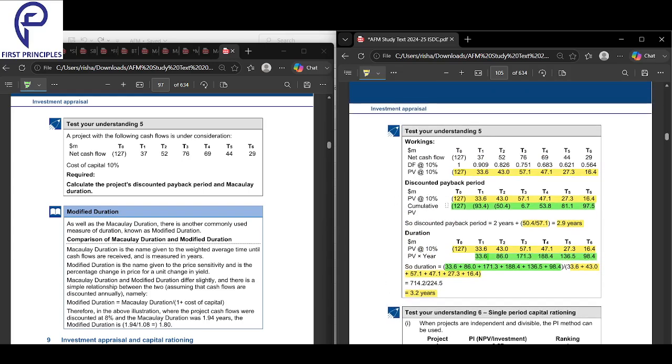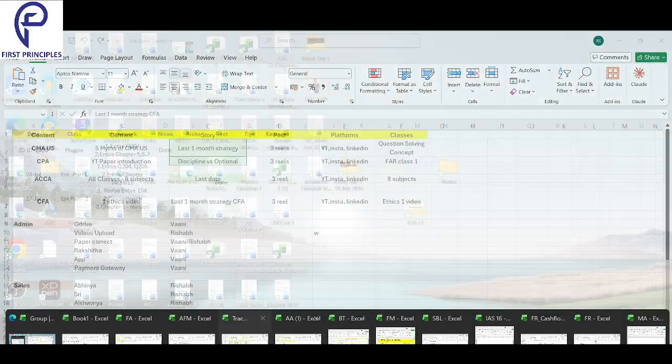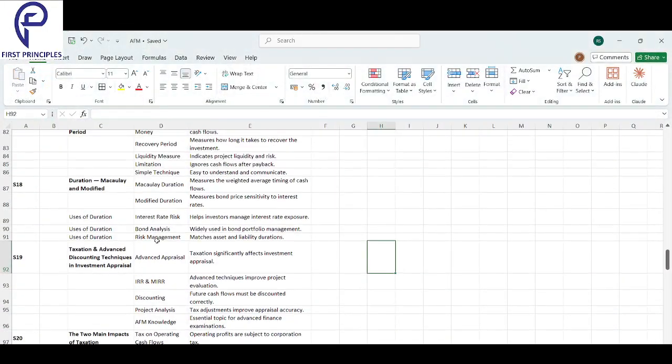What does this 3.2 years mean? Macaulay duration. In simplistic sense, it measures the weighted average timing of your cash flows. Your weighted average time to receive your cash back. On an average, how much time will it take for you to receive your cash back, the return of your initial investment.